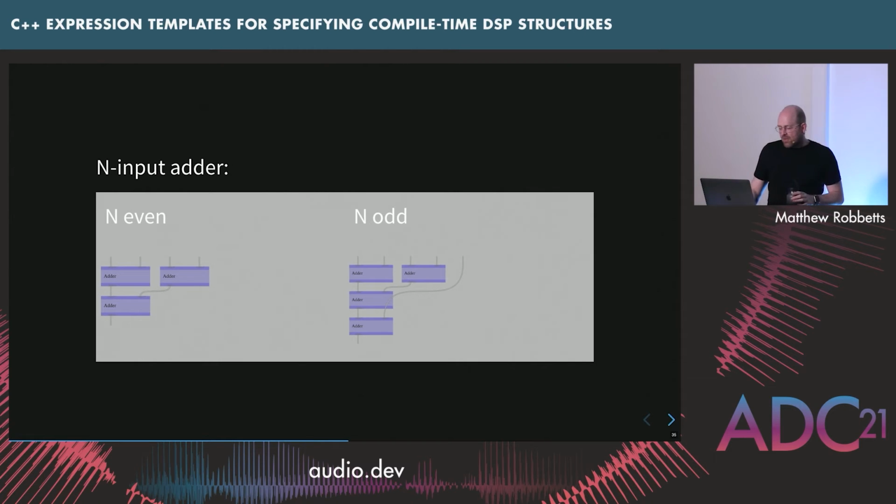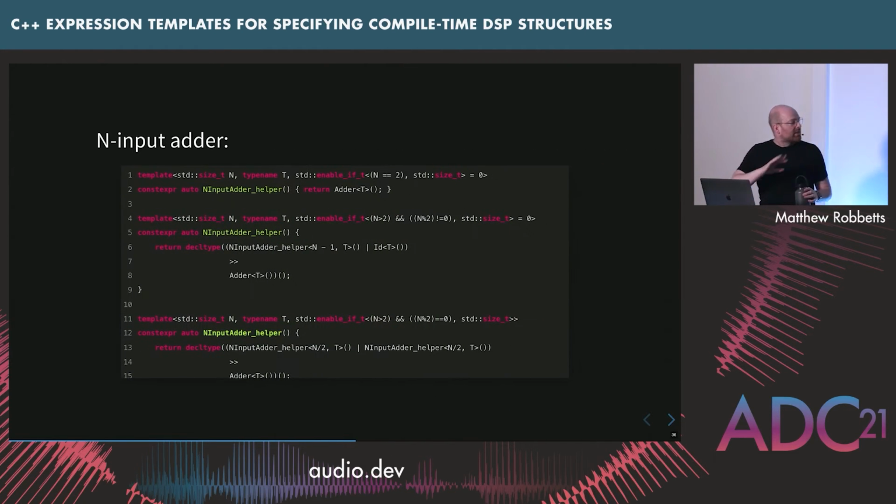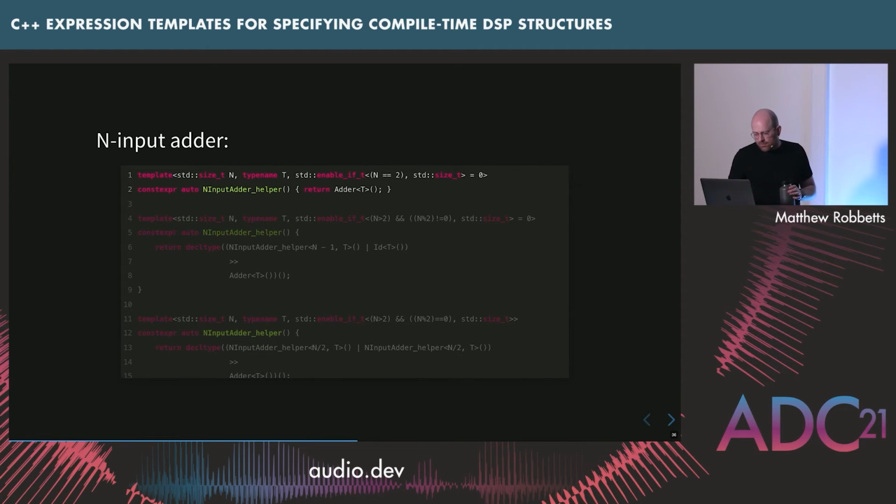And the way I've implemented this, and this looks like a lot of code, but it really isn't, I have a function called n input adder helper, inspired name. It takes 2 template arguments, n and t. So n is the number of inputs you want, and t is the data type. And then there are 3 overloads, and they're each guarded by an enable if. So we provide the sentinel case at the top, which is when n is 2, and that just returns a regular adder, because that's a primitive that's already done.